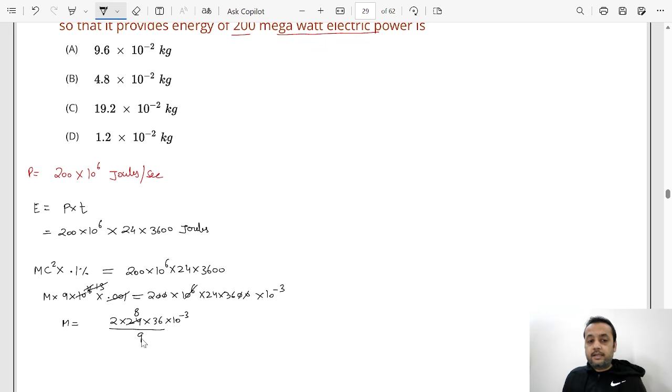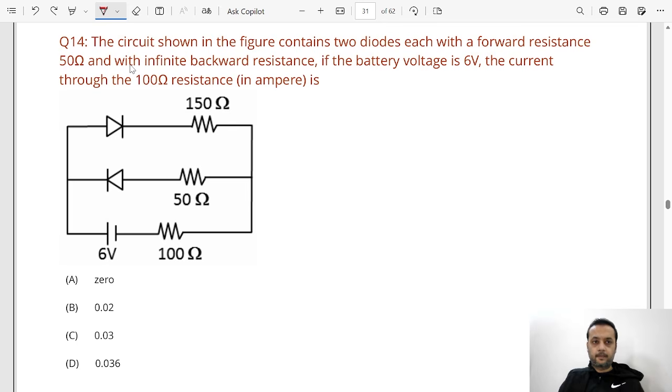Now 3 into 12, sorry. 12 into 16, so 16 into 12 is 192 into 10 to the power minus 3 kg. That means 0.192 kg. I hope you understand, right? So I hope you have understood. Option C is the correct answer for this question.